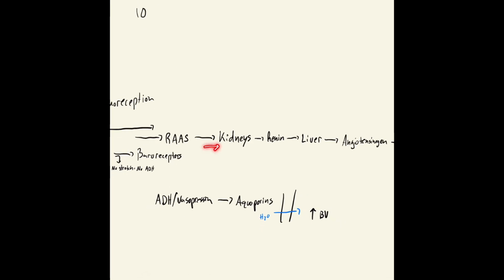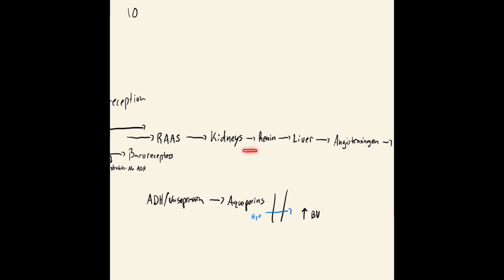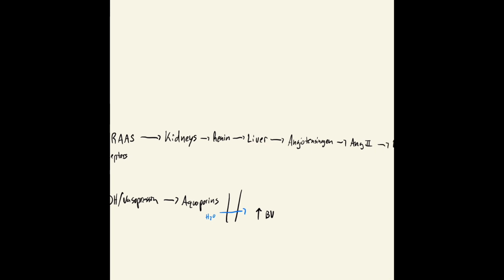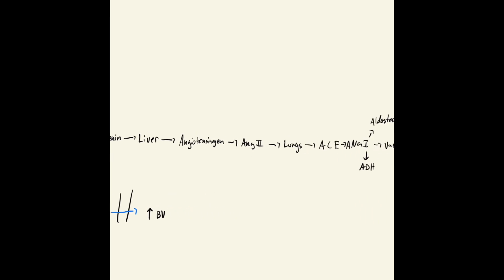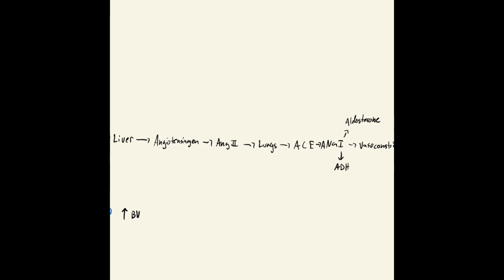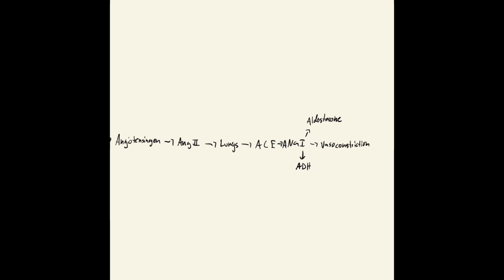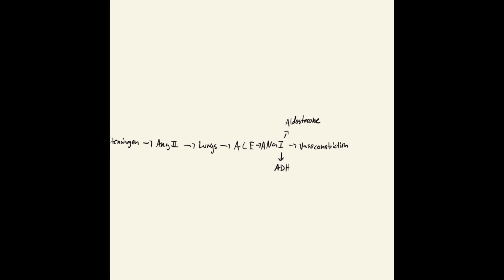So it is happening in the kidneys where we have the release of renin, which is that first R. Renin will go to the liver, which activates angiotensinogen, which activates angiotensin II, which will go to the lungs, which affects the ACE. And from there, we have, I wrote really small here, angiotensin 1, which will affect aldosterone, it will constrict the vessels, and it will affect ADH.